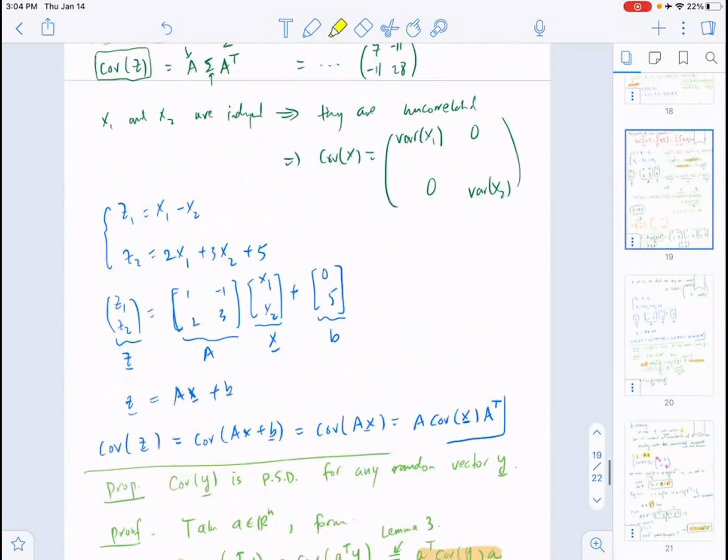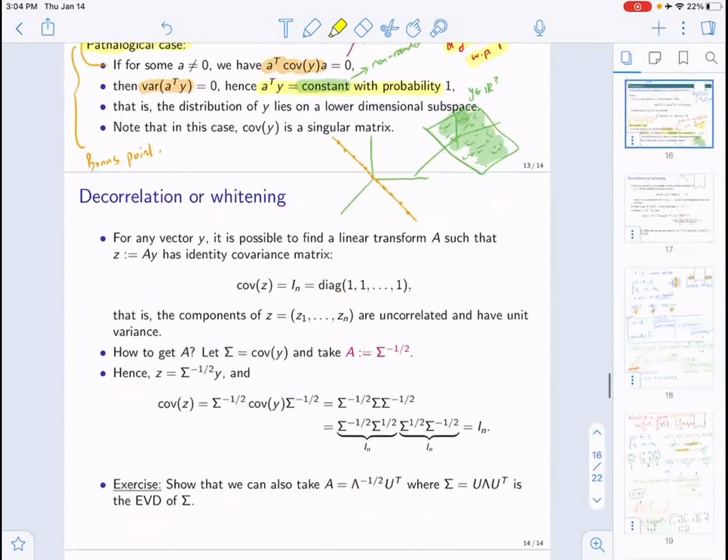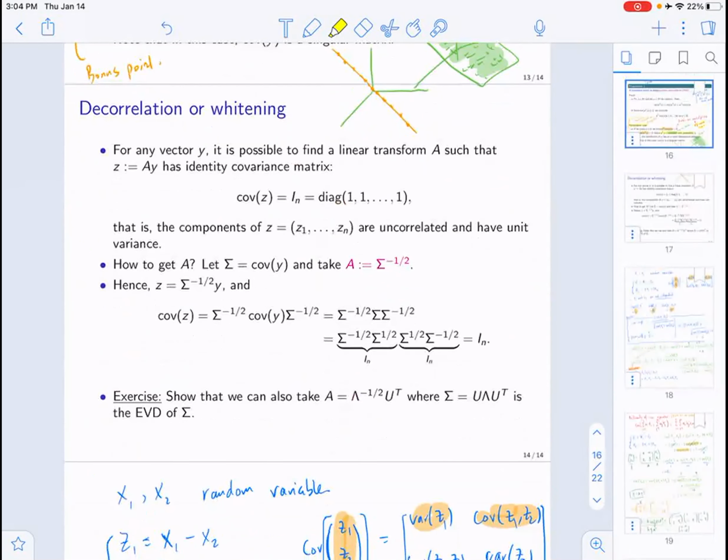So that's basically this slide. For any vector Y, is it possible to find a linear transform A such that Z, which is A times Y, has identity covariance matrix? And the answer is yes, and that A should be sigma to the minus 1/2. Okay, any other questions?